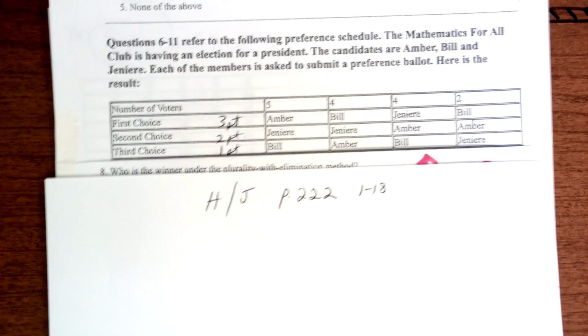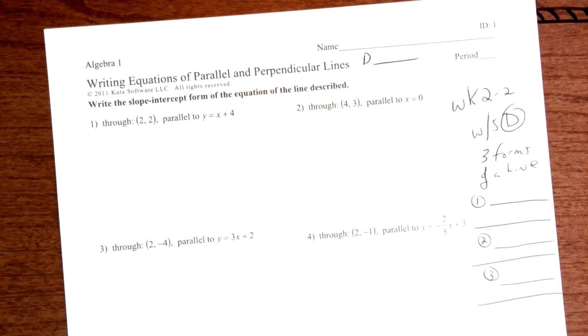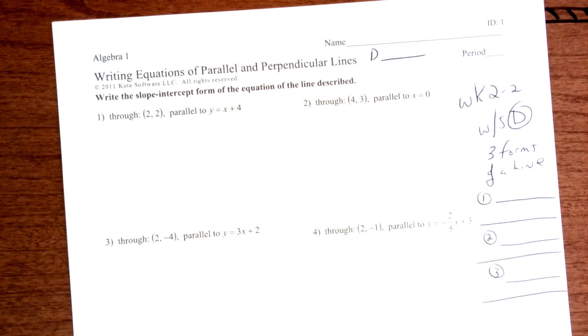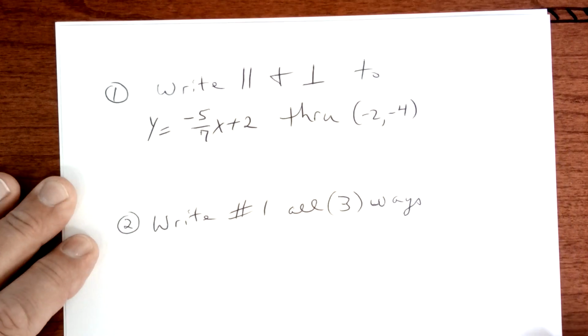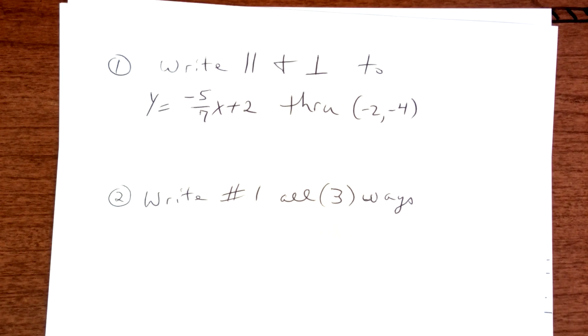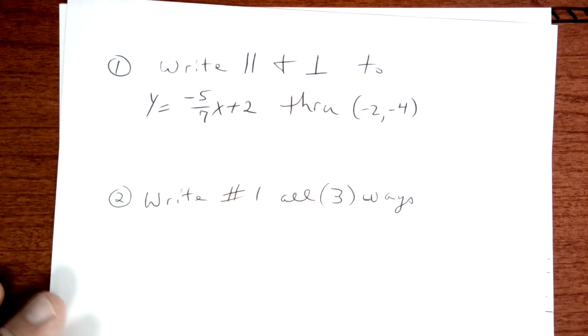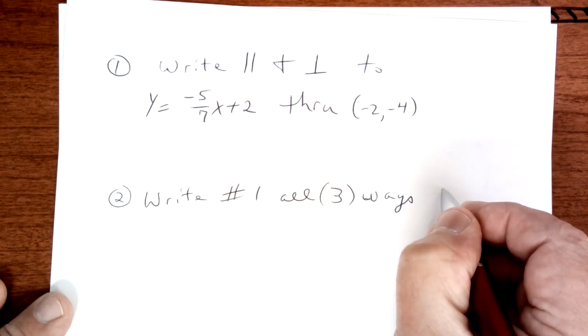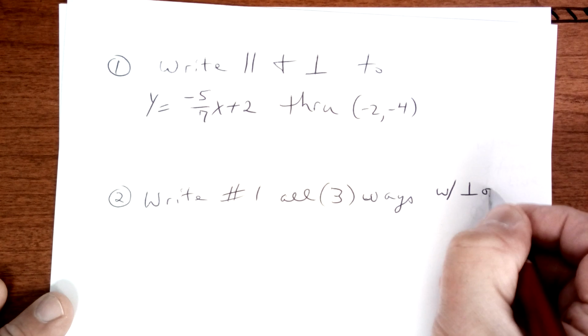Let's turn our attention now to college algebra. All right, now to do this college algebra stuff, we're going to look right here. So on this one right here, I want parallel and perpendicular, and I want all 3 ways. And what we'll do is all 3 ways with the perpendicular one. We won't do both because that'd be 6.